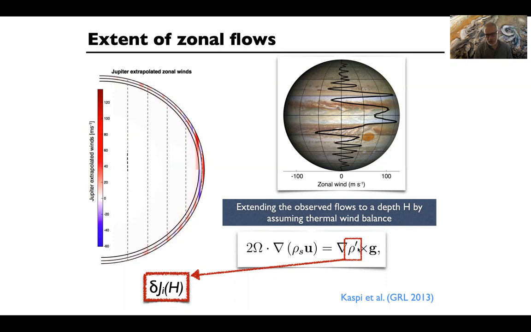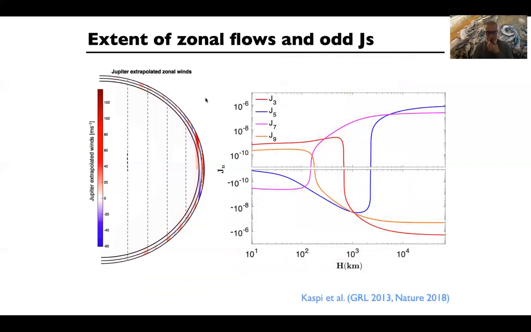And so by tying these two, you're able to constrain or to calculate perturbations on the gravitational moments that will depend on the depth of the penetration of these zonal flows, which is H here. Okay, so if you draw that, these Jn values change as a function of depth into the planet. So from a very small number in absolute value to much larger ones as you increase the depth of the flow. And interestingly, and this is a property of the Legendre polynomials themselves, they switch sign.